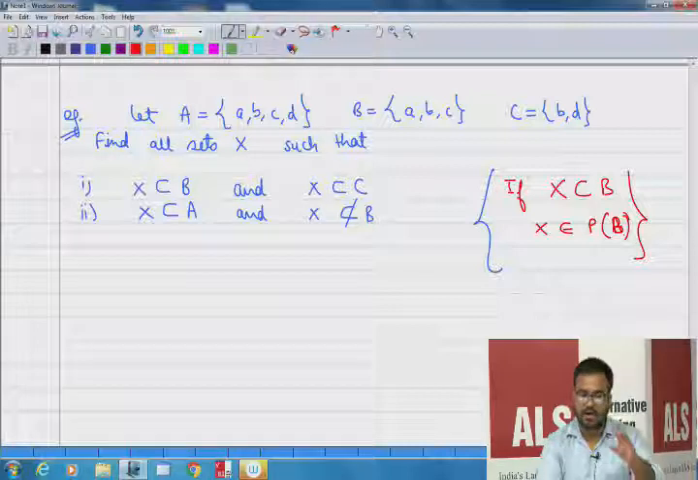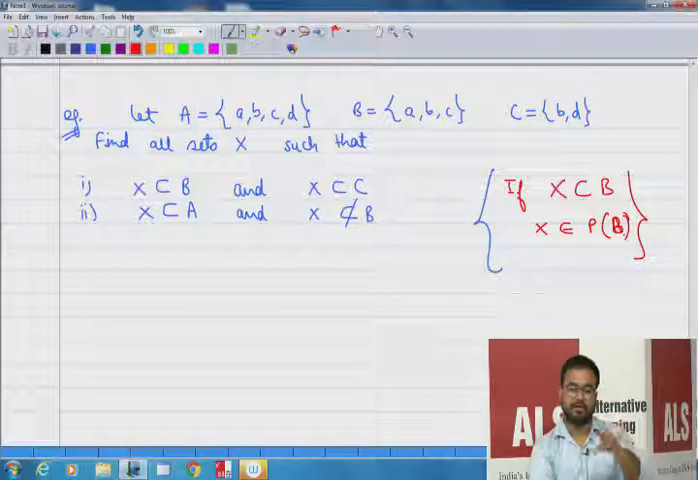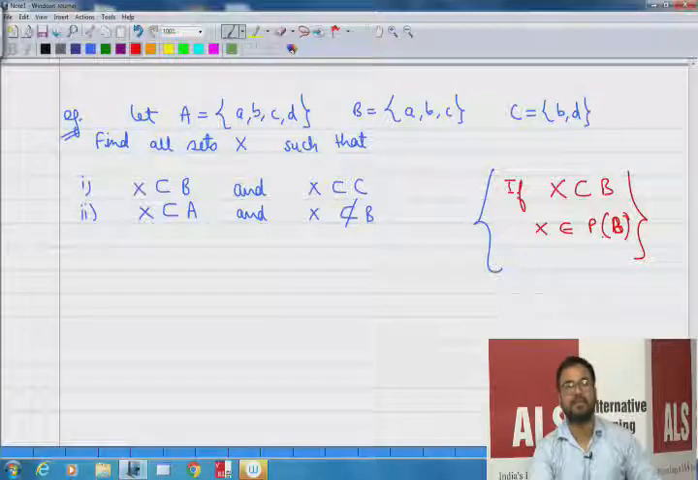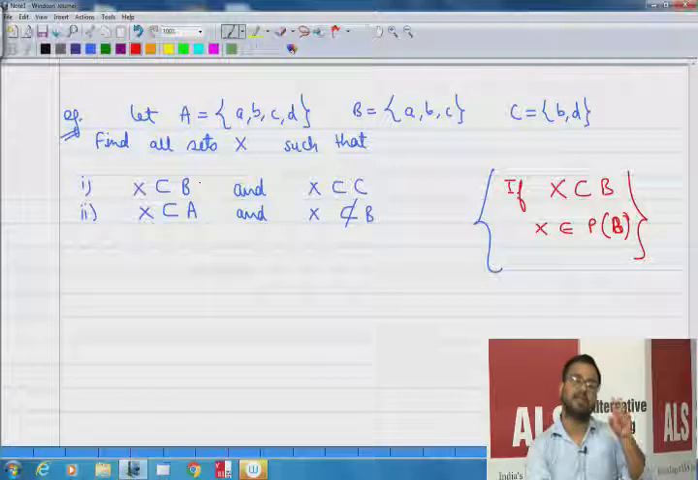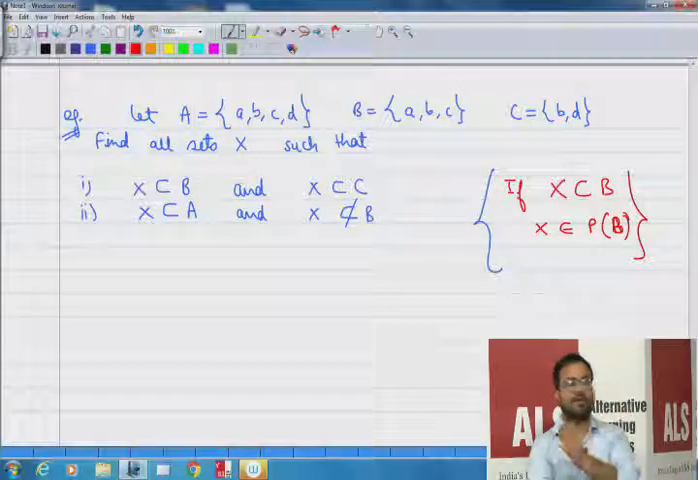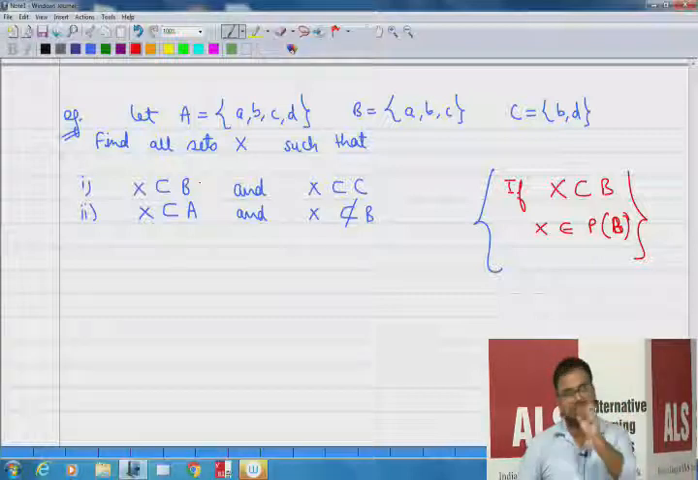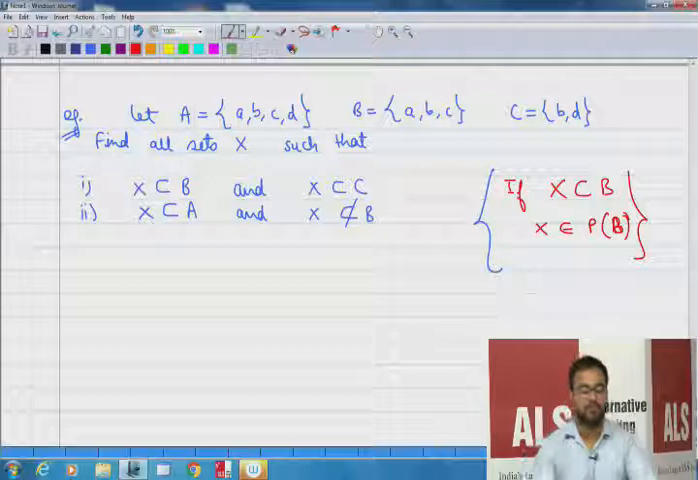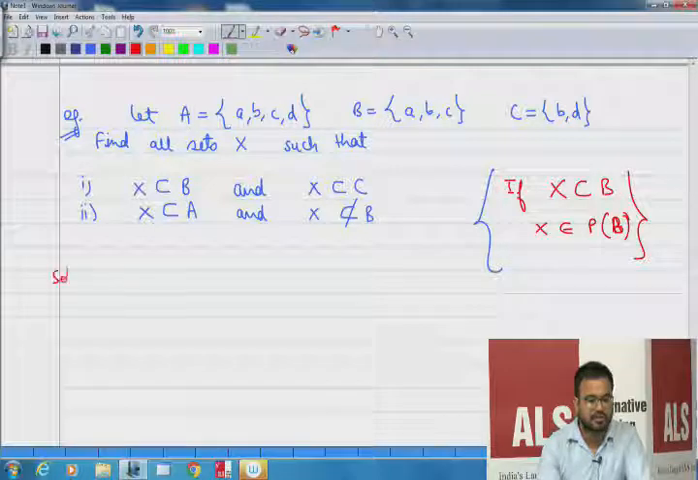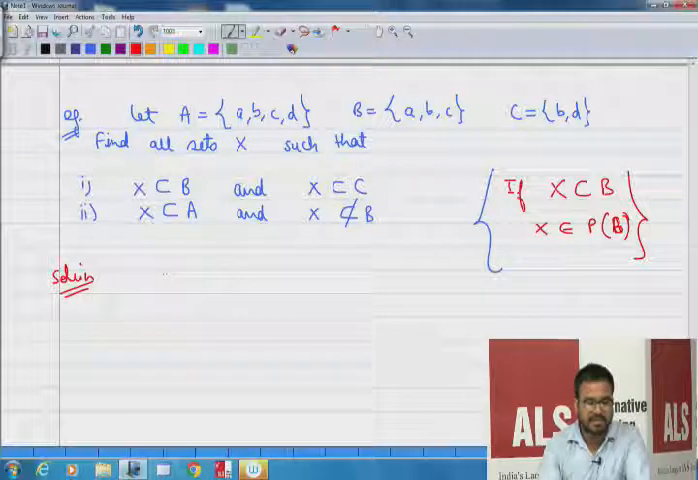So we have to figure out all sets X satisfying these two things. It means X will be an element of the power set of something. If X is a subset of B, we will figure out the power set of B. Power set of B means the set of all subsets of B, and X will be one of them. So first, let's figure out the power sets of these three.